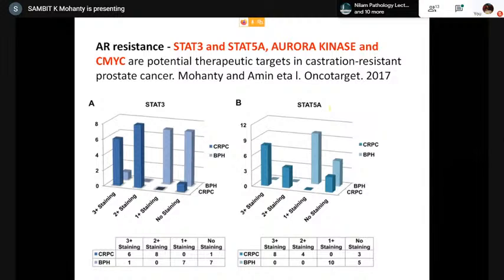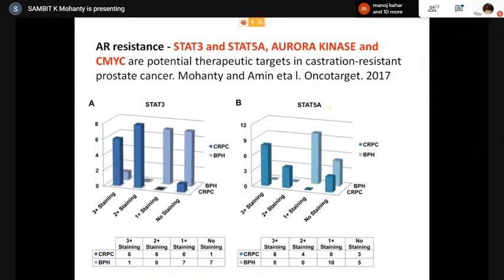STAT3 and STAT5A are molecules offering androgen resistance. So we have seen that the castration-resistant tumors express a lot of STAT3, which is again the JAK-STAT pathway protein, and pimozide, which is usually given in Gilles de la Tourette syndrome, can be used in prostate cancer.